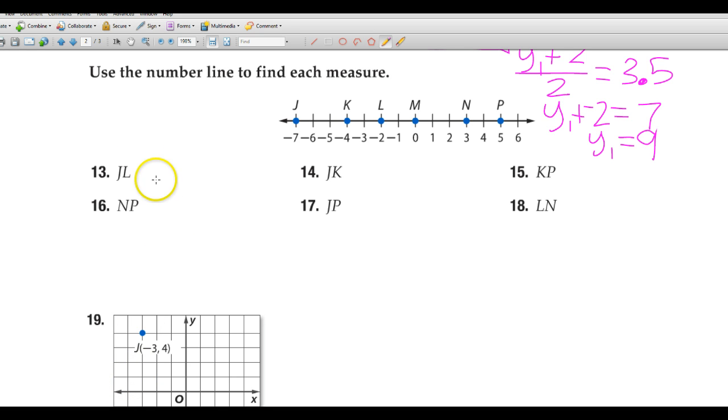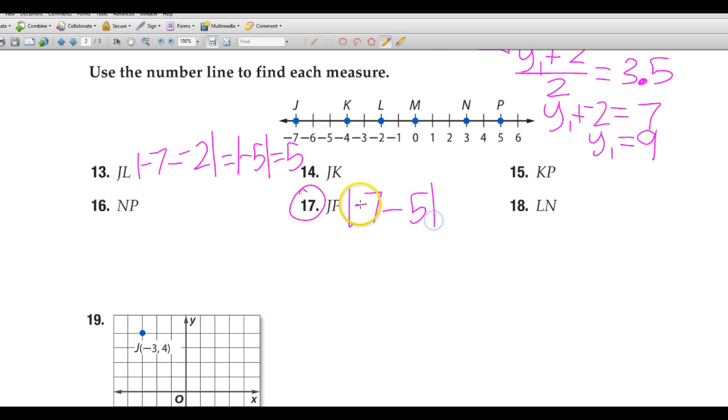Use the number line to find each measure. So once again, to find the length of JL, we just take the absolute value of the coordinates, or the absolute value of the difference of the coordinates. So -7 plus 2, and let's also do number 17 here. So JP, so the absolute value of -7 minus 5.